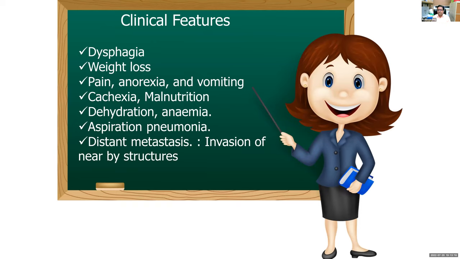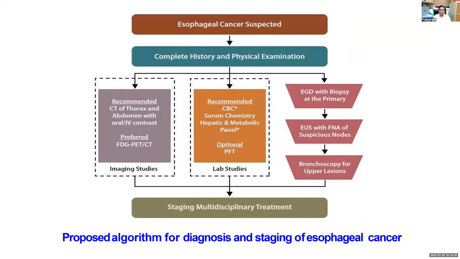And when we see these features in a patient, we look for features like dysphagia, weight loss, pain, anorexia, vomiting, cachexia, malnutrition, dehydration, anemia. These patients are prone to aspiration pneumonia because they have gastroesophageal reflux and an obstruction. And as I mentioned, half of these patients will come with locally advanced disease. We also need to look for metastasis and local invasion of nearby structures, because sometimes they invade the pleura or the pericardium or other structures, and hence they will not be manageable upfront.